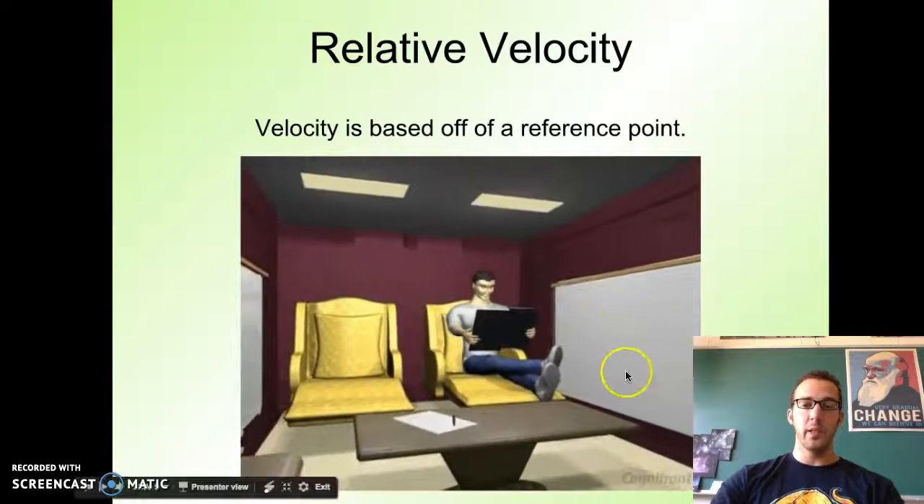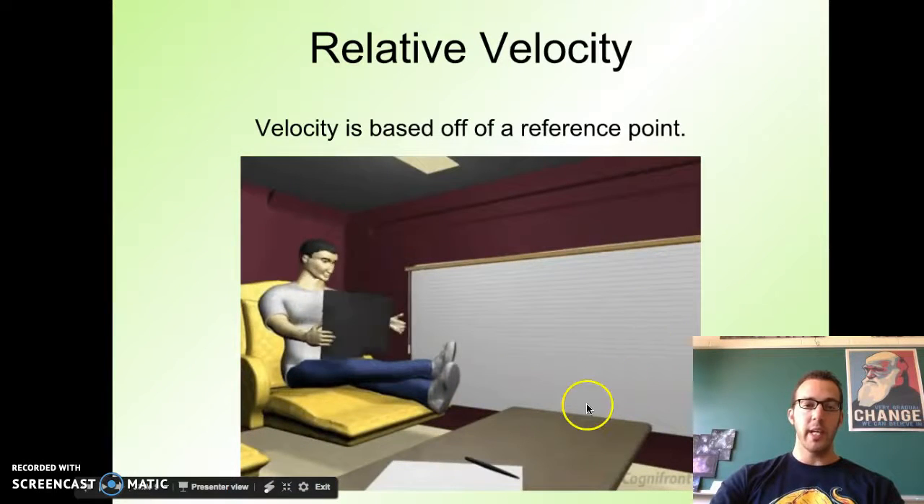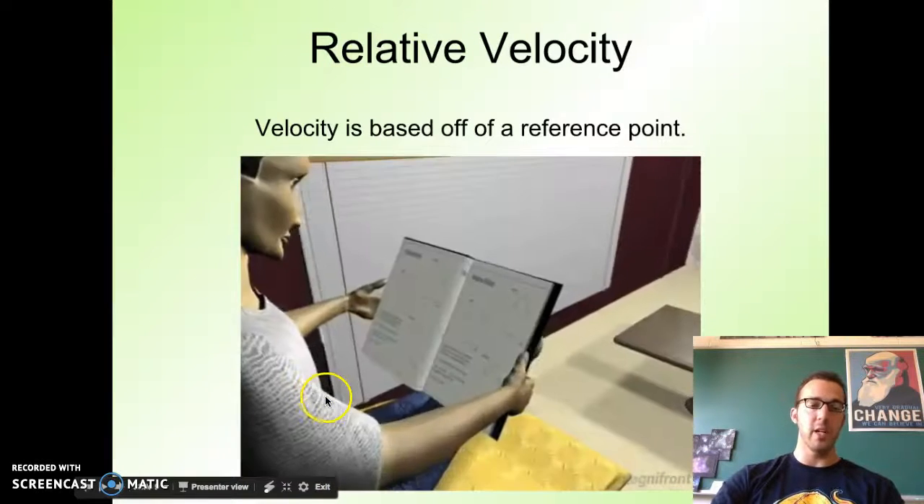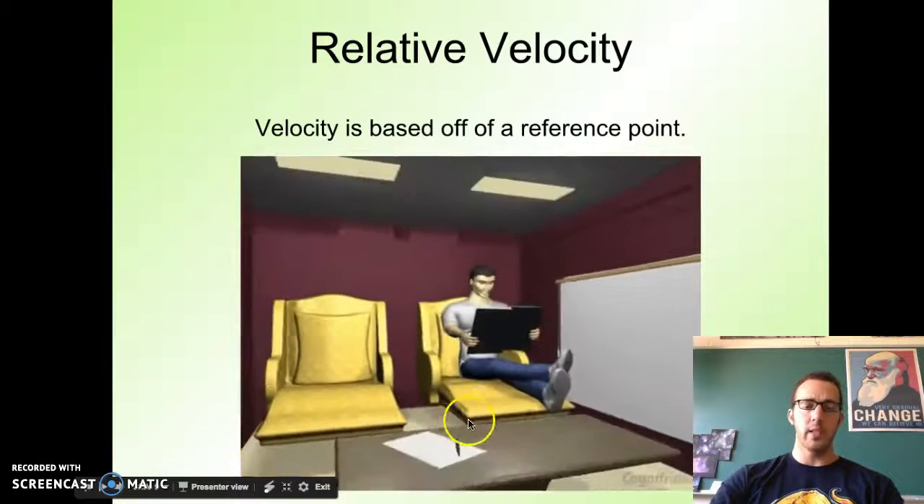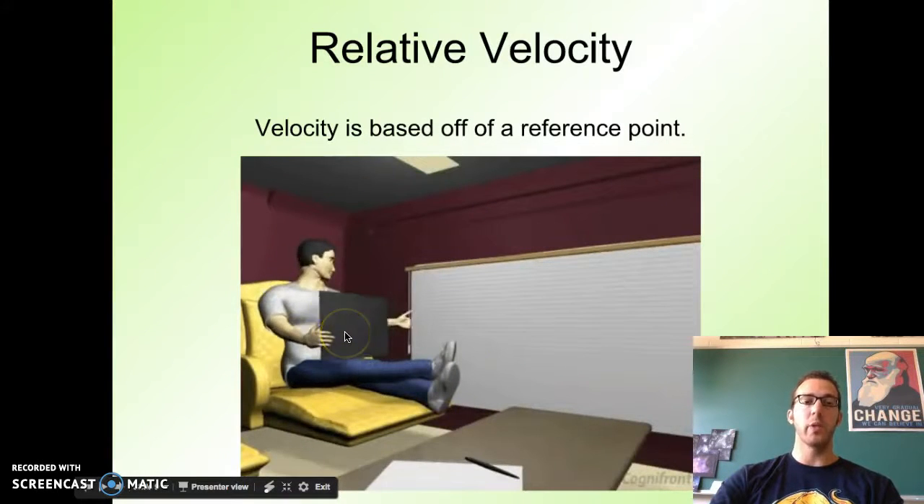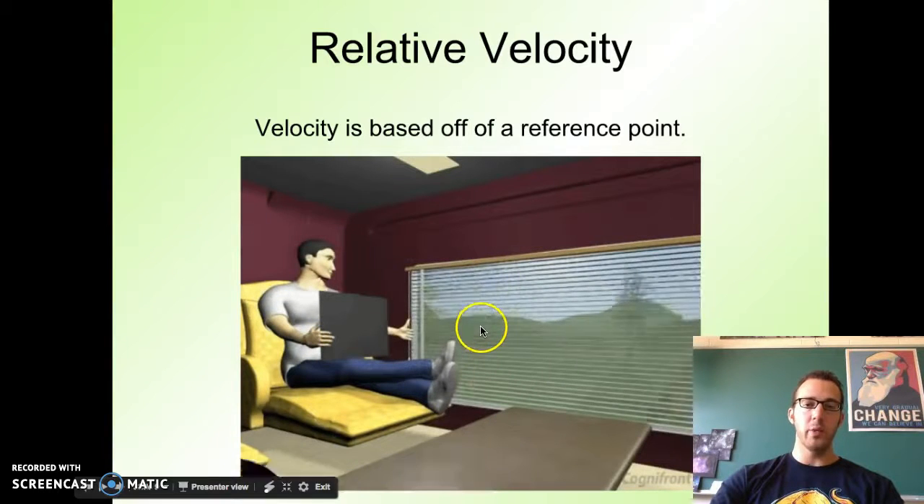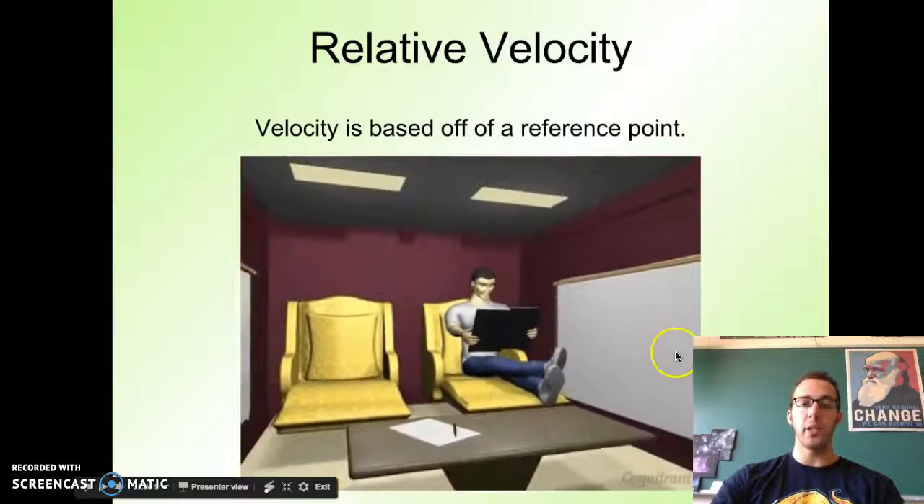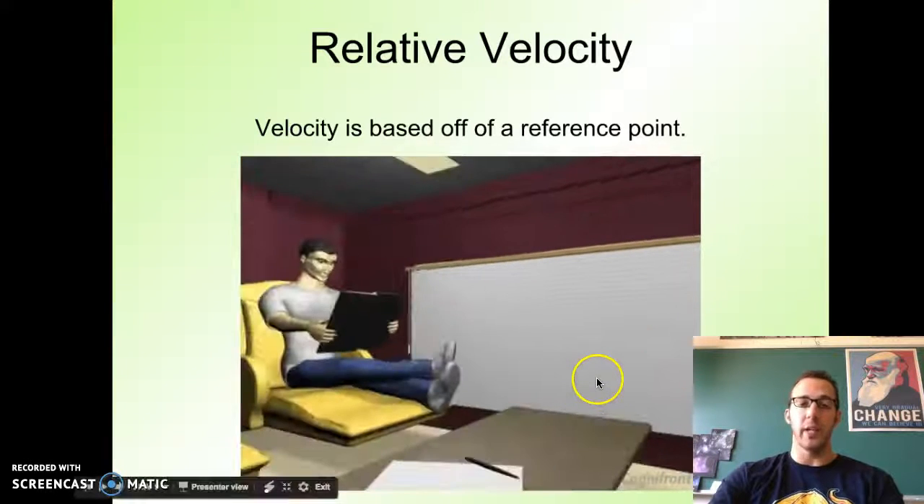So before you open this little window, if I were to say, hey, how fast is this guy moving? How fast is the book moving? How fast is the chair moving? You would have said it's not moving at all. It's not moving compared to each other. He's not moving compared to the book because he's holding the book. But once you open the window, you realize he actually is moving. He's moving relative to the trees because he's on a train and he is moving.